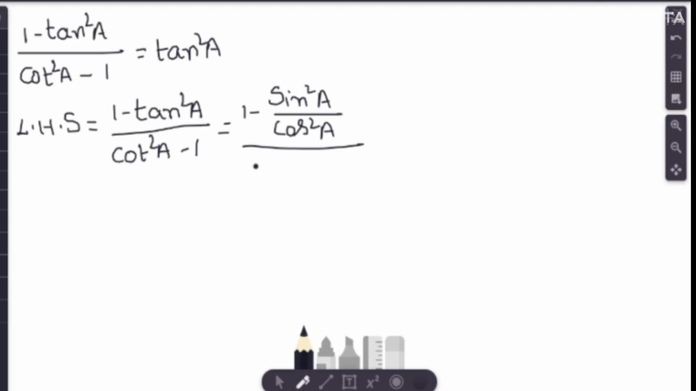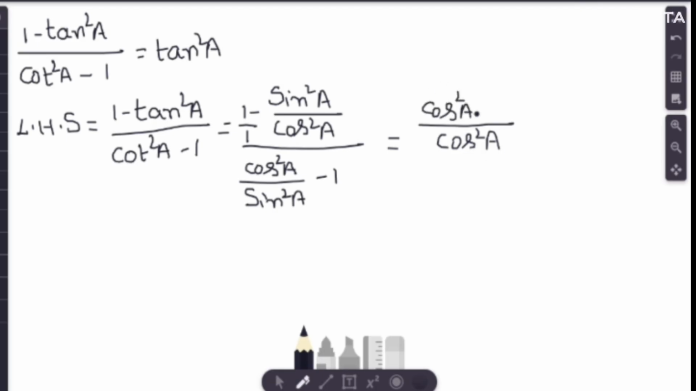Cot square A means cos square A by sine square A. Cot is the reciprocal of tan, so cos square A by sine square A. Here, P by Q form. 1 cos square A, LCM is cos square A. 1 divides cos square A times, so cos square A into 1, cos square A. In the numerator cos square A is there, that's why.